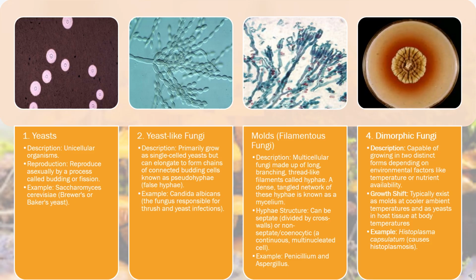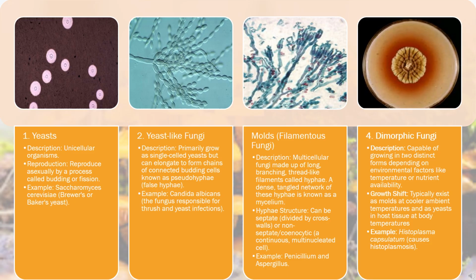3. Molds. Filamentous fungi. Multicellular fungi made up of long, branching, thread-like filaments called hyphae. A dense, tangled network of these hyphae is known as a mycelium. Hyphae structure can be septate, divided by cross walls, or non-septate, which is coenocytic, a continuous, multinucleated cell. Examples include Penicillium and Aspergillus.